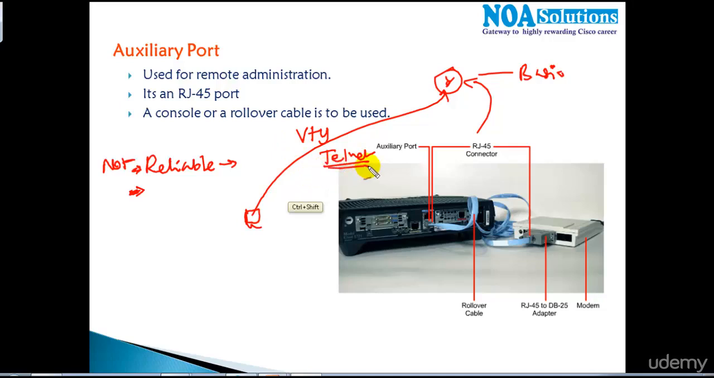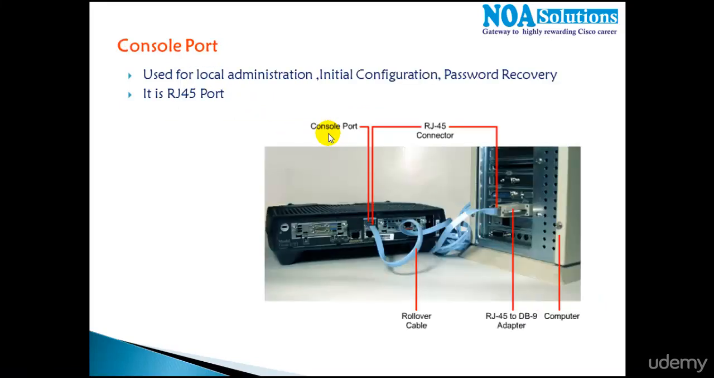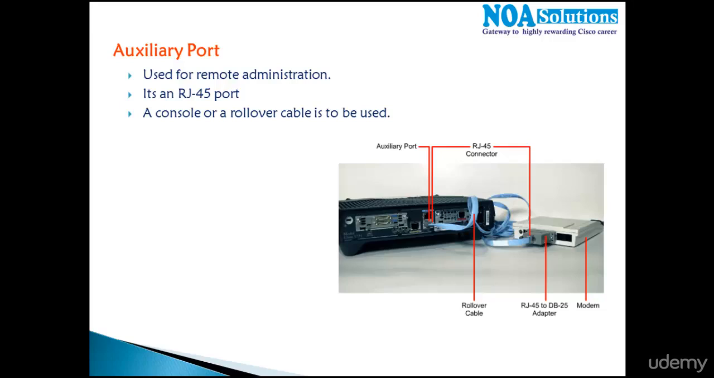So telnet is the most common way of accessing devices remotely in today's networks. Okay, but you have two different types of ports which you'll find on every Cisco router. We have a console port, which is for local administration, and we have another port called the auxiliary port, which is for remote administration.